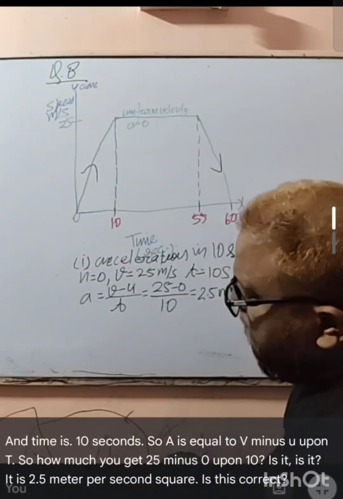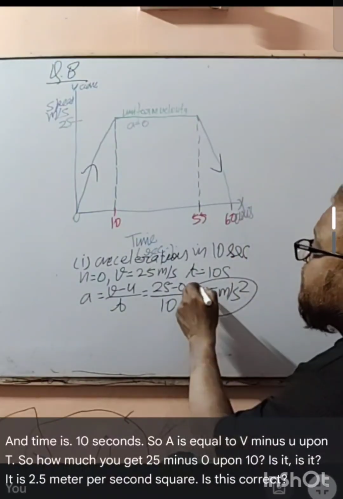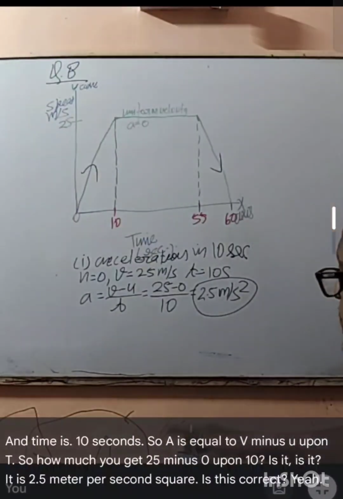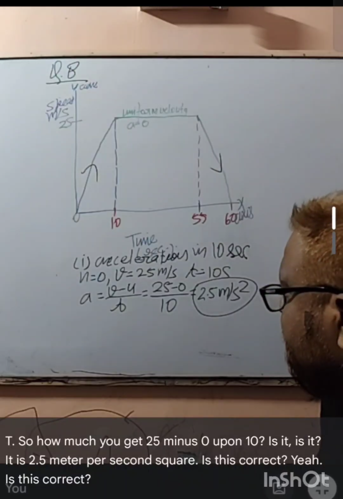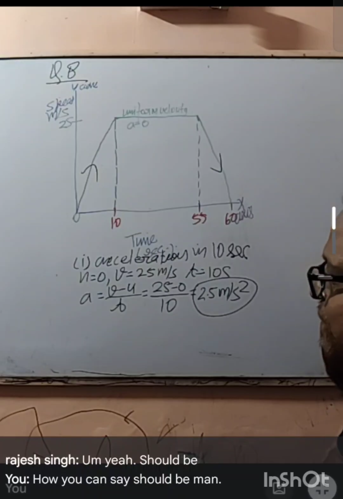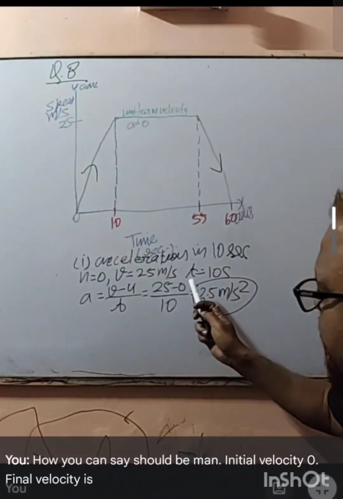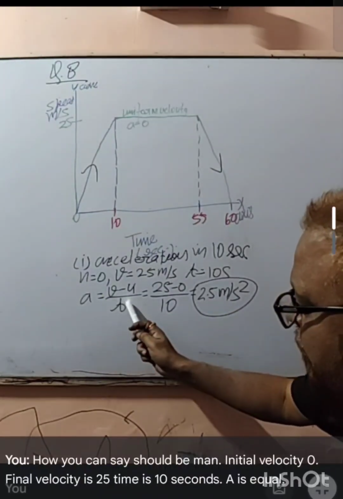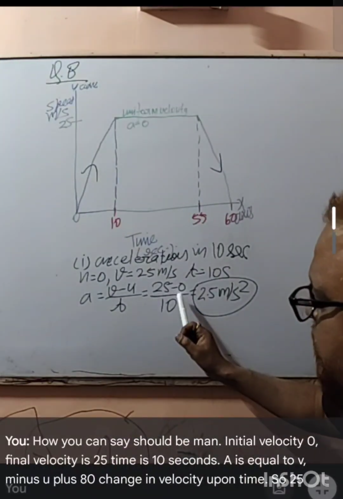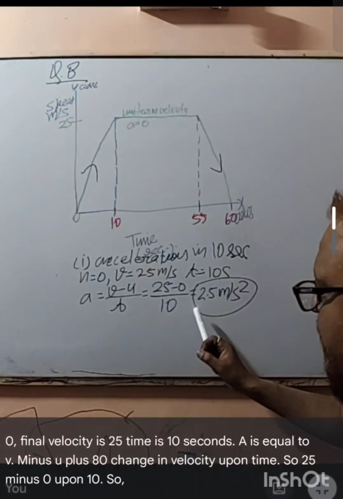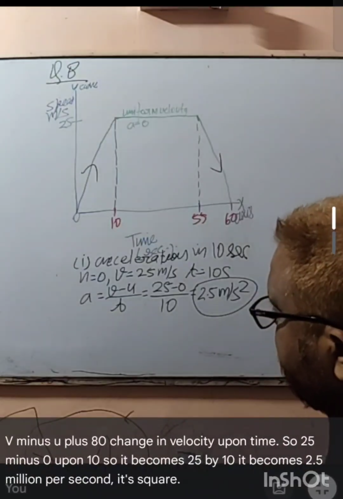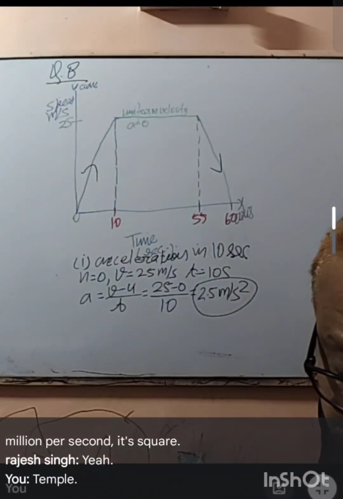Is this correct? Yeah, should be. How can you say should be? Initial velocity is 0, final velocity is 25, time is 10 seconds, a is equal to v minus u upon t, change in velocity upon time. So 25 minus 0 upon 10, it becomes 25 by 10, it becomes 2.5 meter per second square. Simple.